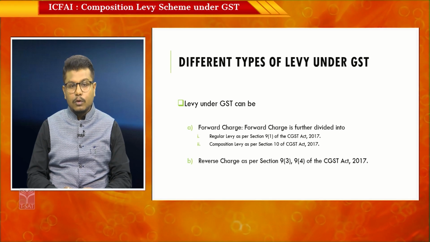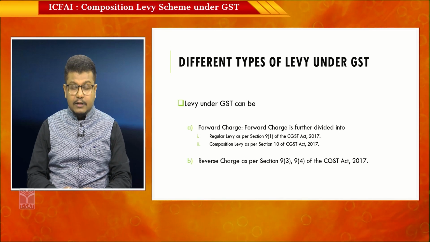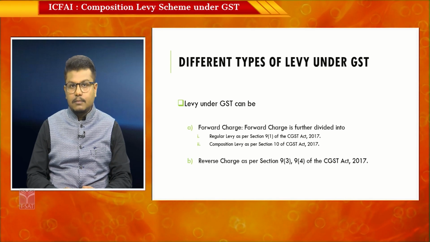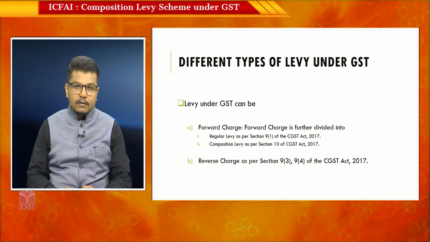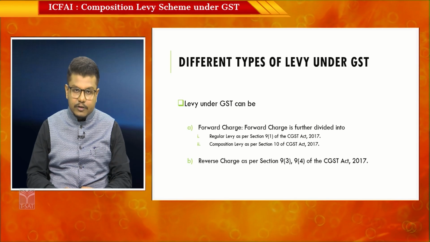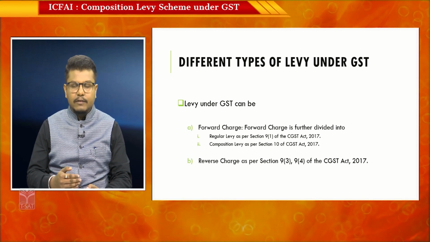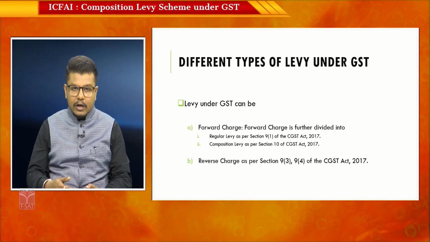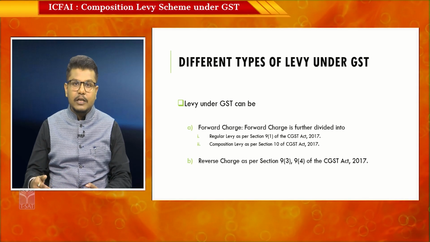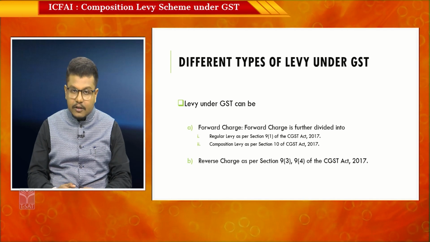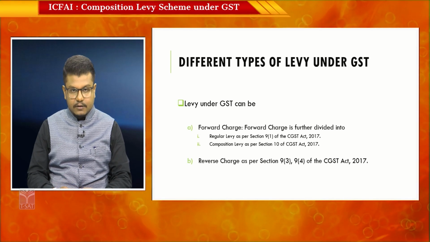Today we are particularly focusing on composition levy as per section 10, which is a part of forward charge mechanism. I guess as of now the concept of forward charge mechanism is clear. Here there are two entities, the supplier and the recipient. The supplier is the one who is selling and receiving the money from the recipient. The recipient is the one who is going to be the ultimate consumer of the goods or services.